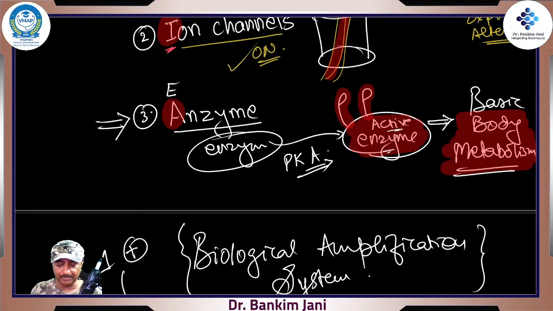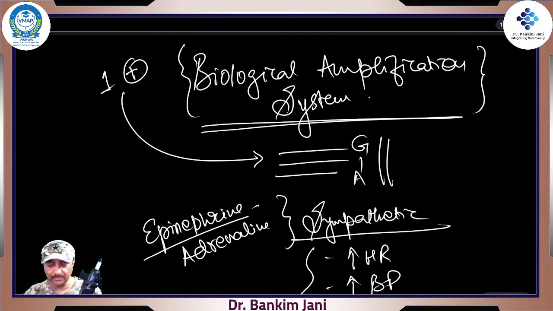So these enzymes, once again, one enzyme activates another enzyme, and that's how the basic body metabolism goes to a higher level, right? So this is what is called the biological amplification system, right? When there is one stimulus, but the effect is multiple fold, or multiple times.